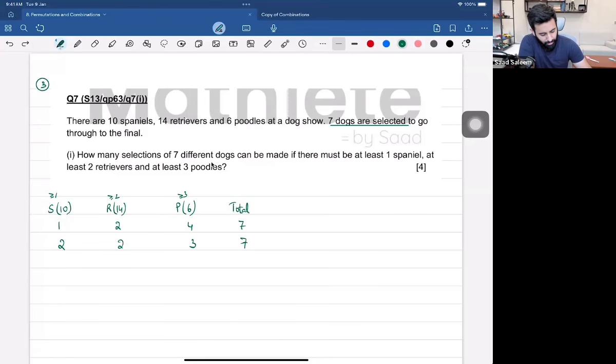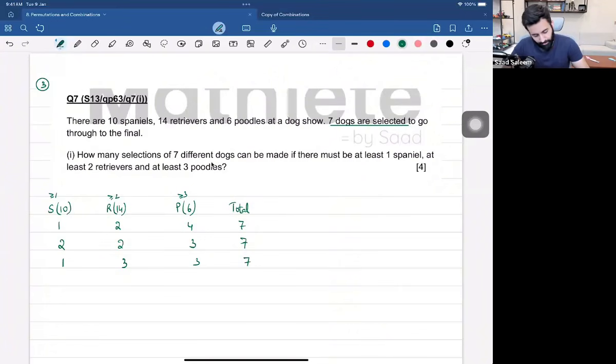I think we can do 2, 2, 4. No, that won't work. 3, 3, 1. Yeah, that's correct. So we can have 3 spaniels. No, wait. Yeah, that's not going to work. 1 spaniel, 3 poodles, and 3 retrievers. Yeah, that makes 7. So this way we have met all the conditions. Yep, that's correct.